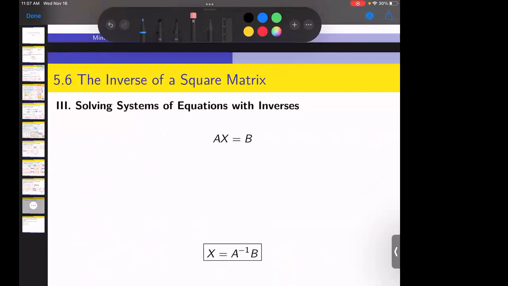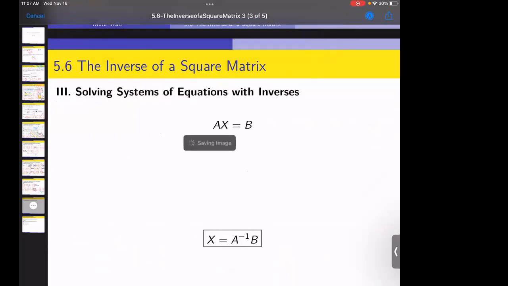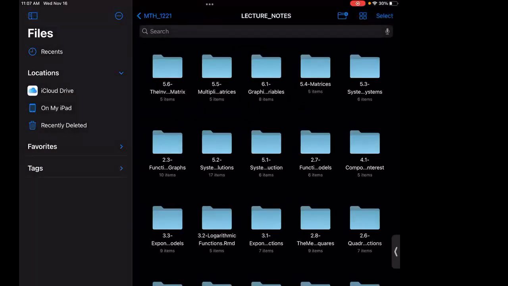So far, how many methods have we used to solve a system of equations? Two, right? By elimination, or by Gauss-Jordan elimination. Now, today we're gonna learn a new method. It's called solving the equation with the inverse. Do you guys remember AX equals B from last time? If you don't, maybe I'll go back.